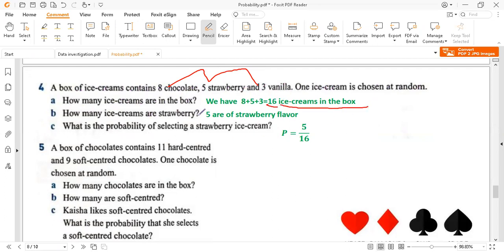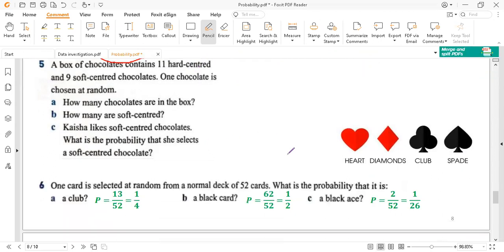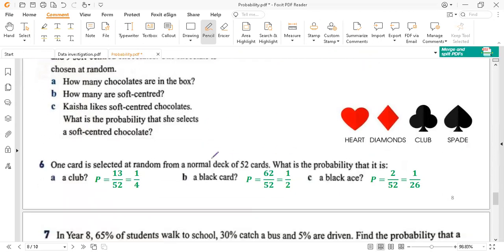How many ice creams are strawberry? 5. And what is the probability of selecting a strawberry ice cream? The probability is equal to 5/16, because we have 5 strawberry ice creams from a total of 16 ice creams. And also everything is easy.